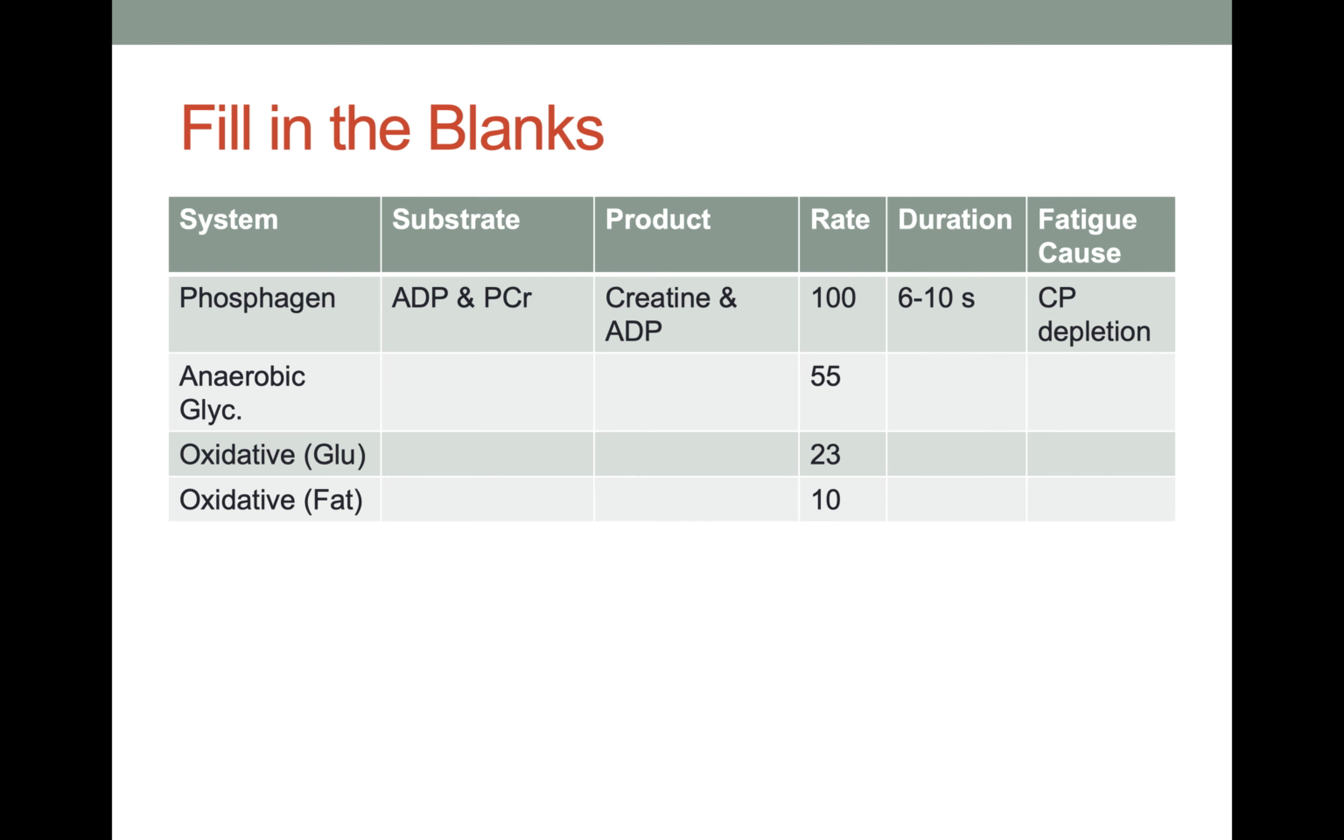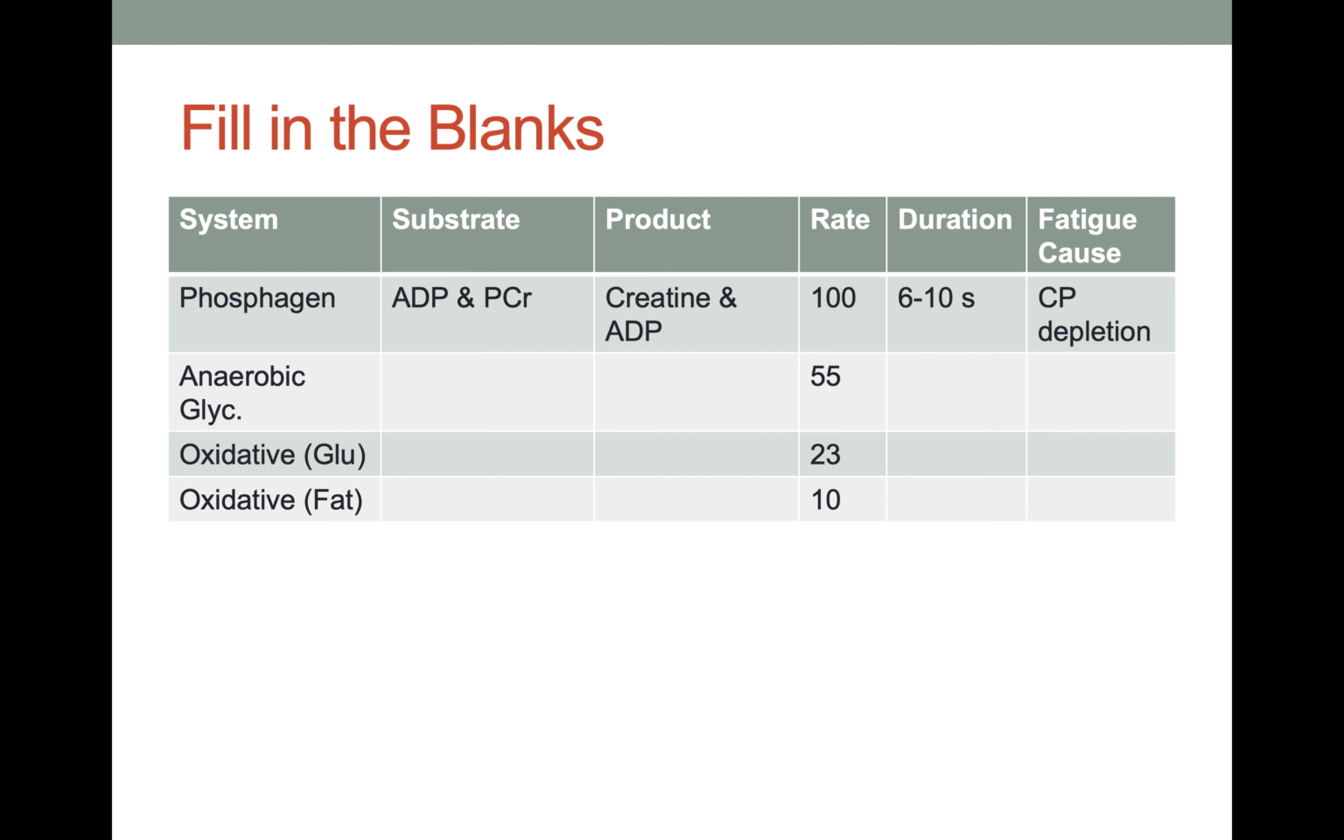We oxidate glucose. Again, we begin with glucose or glycogen. The products are going to be carbon dioxide and water. You can see when we are metabolizing glucose aerobically, we can produce ATP at about 1/4 the rate at which we can produce ATP with the phosphagen system. So we can produce about 25% of the power. Our duration is going to be about 2 to 4 hours, and our cause of fatigue is going to be the depletion of glycogen.